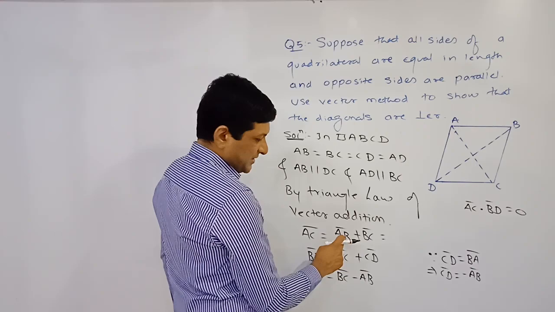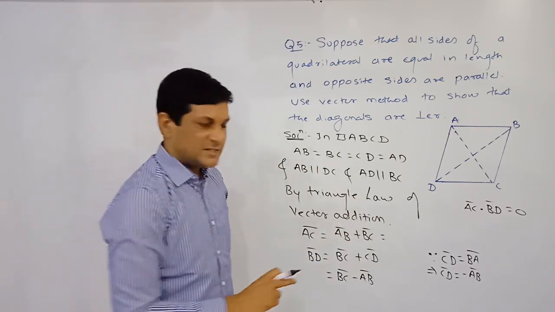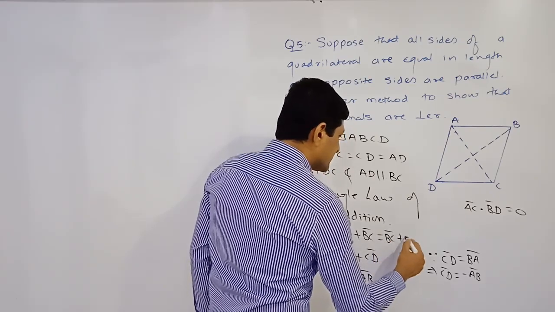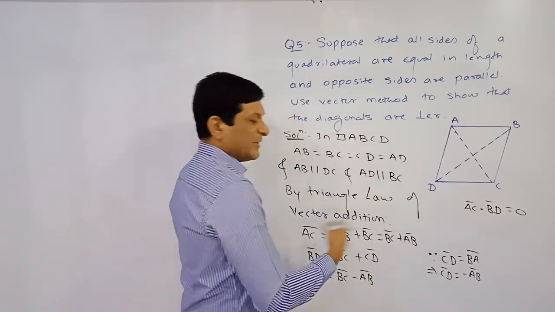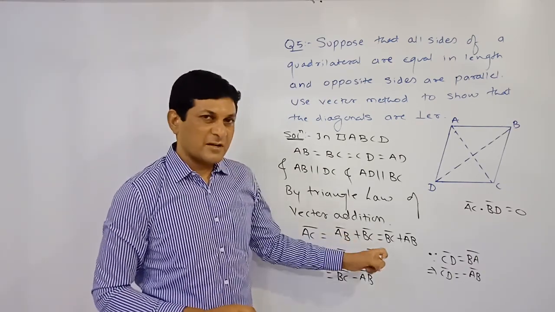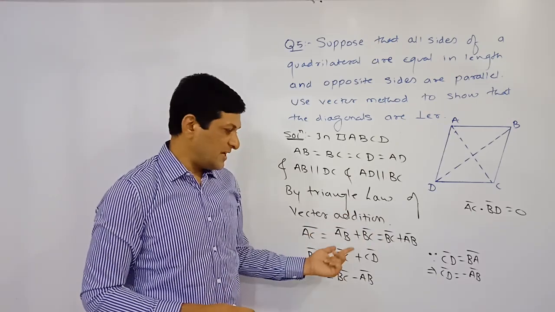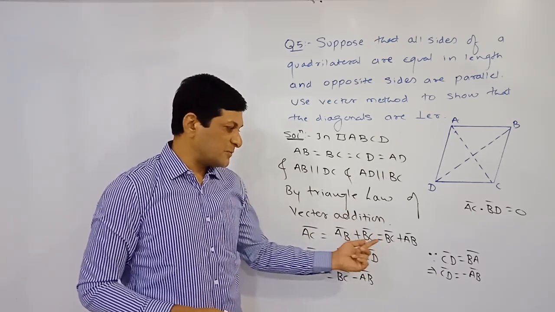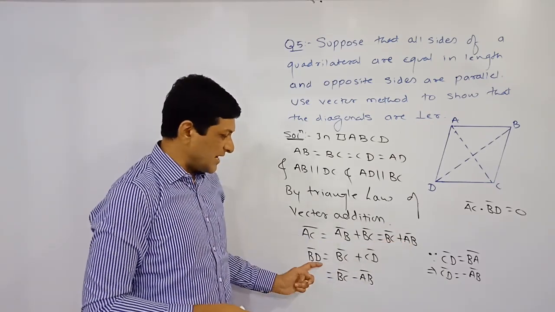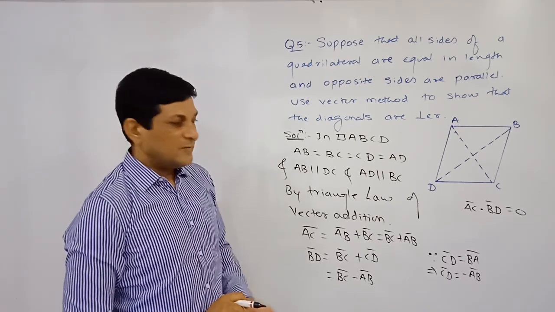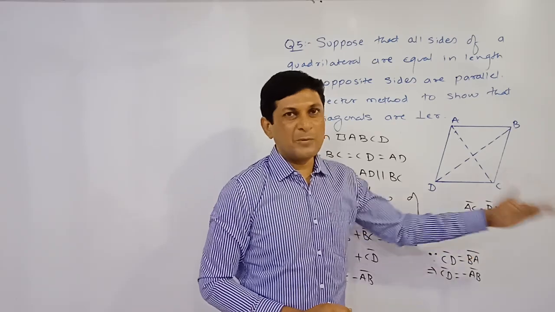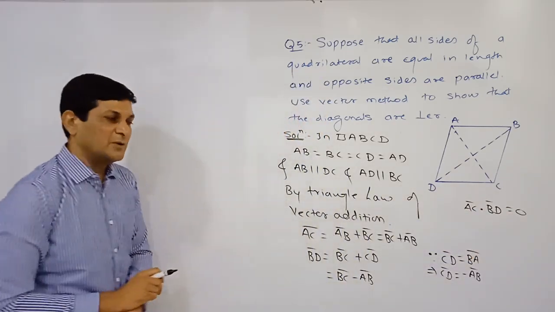In the same way, AB bar plus BC bar can be written as BC bar plus AB bar, because the commutative property is satisfied in the addition of two vectors, so A bar plus B bar can be written as B bar plus A bar. Well, now the value of AC bar is known to us and the value of BD bar is also known to us. Once they are known, we will try to find their dot product, and our aim is to show that the value of this dot product will be equal to 0.